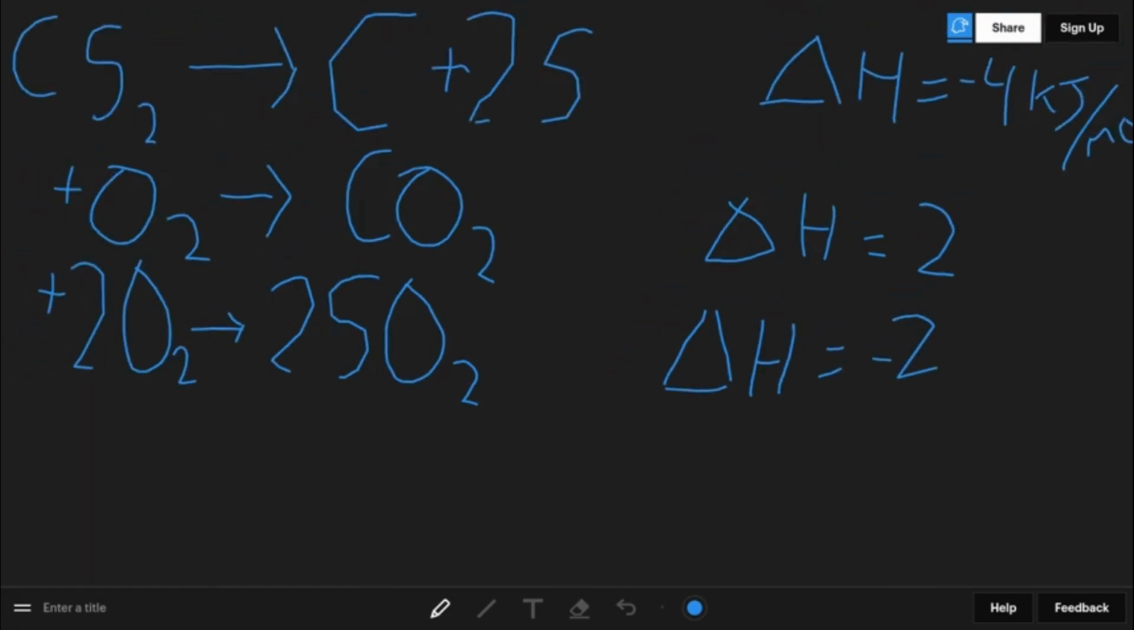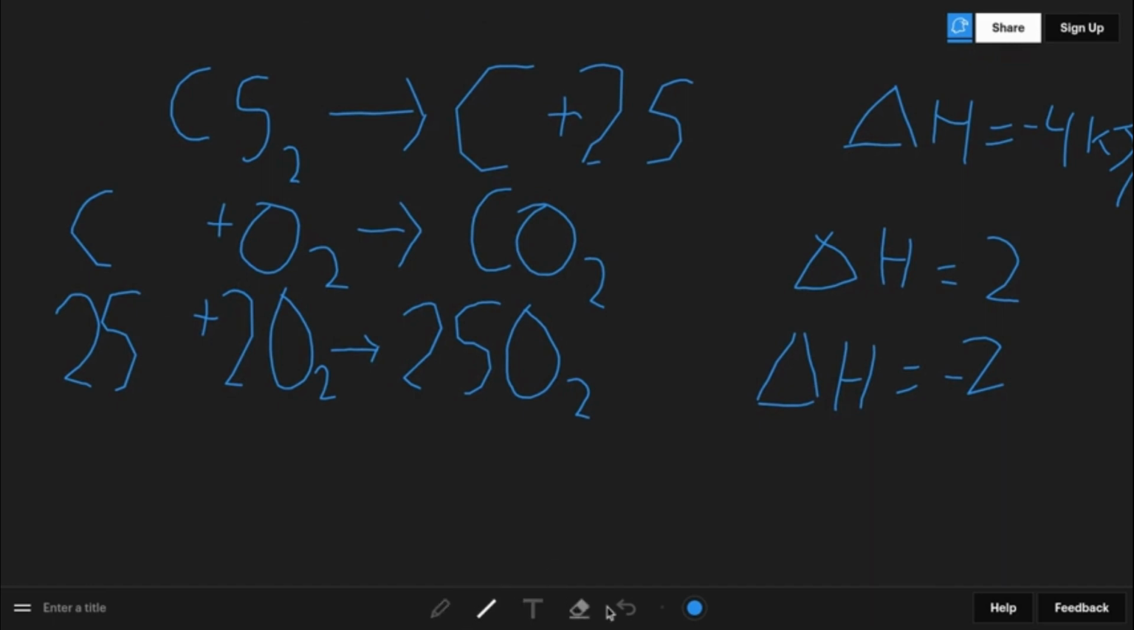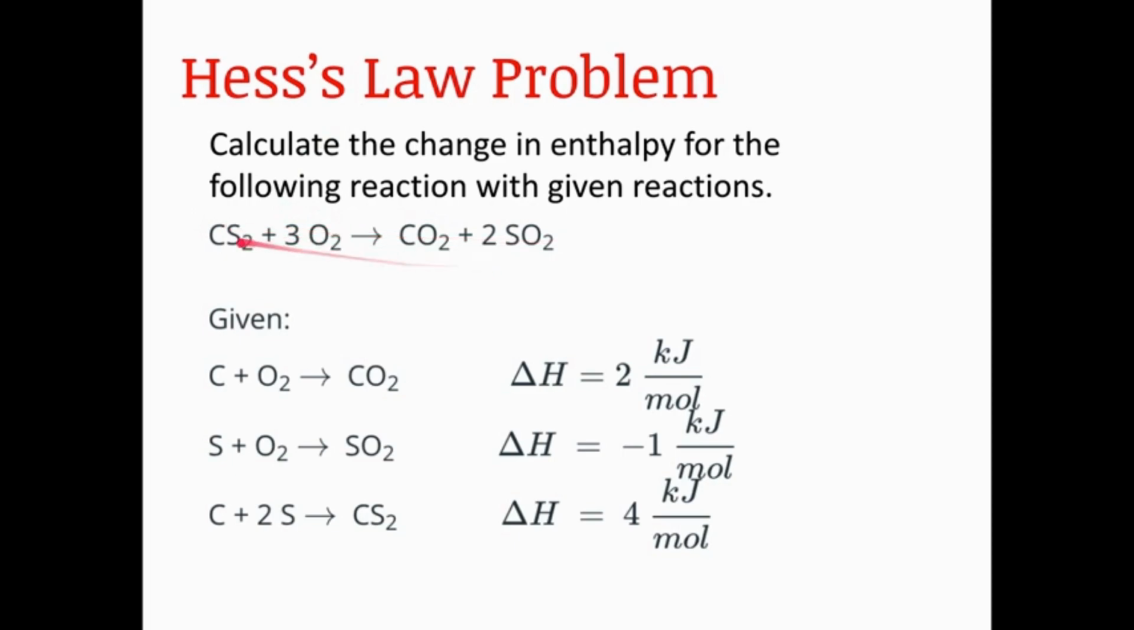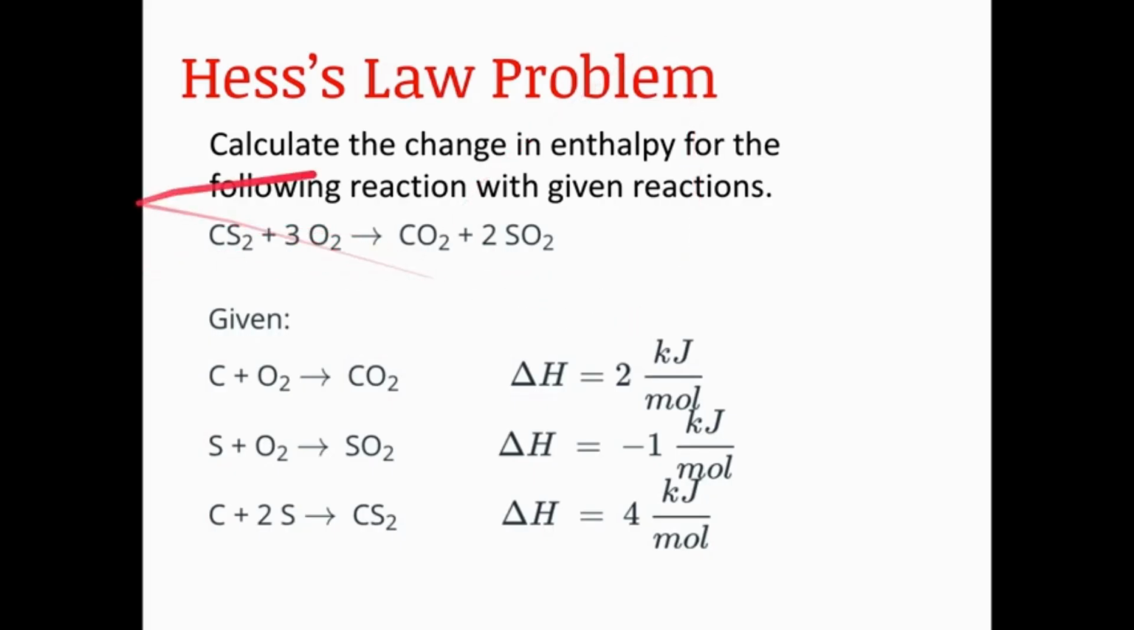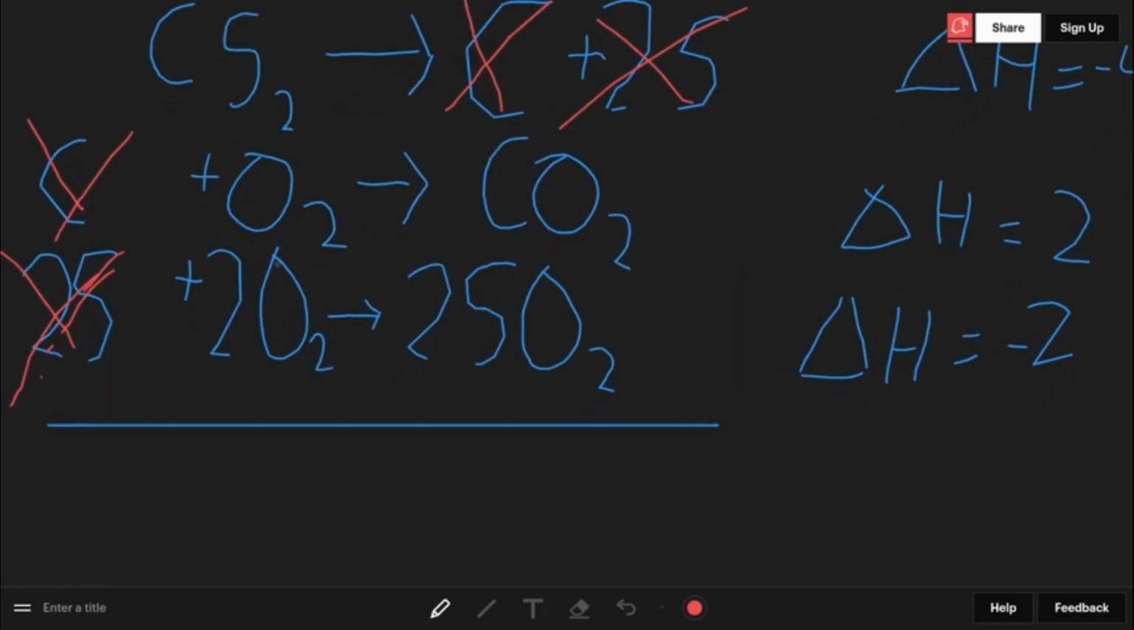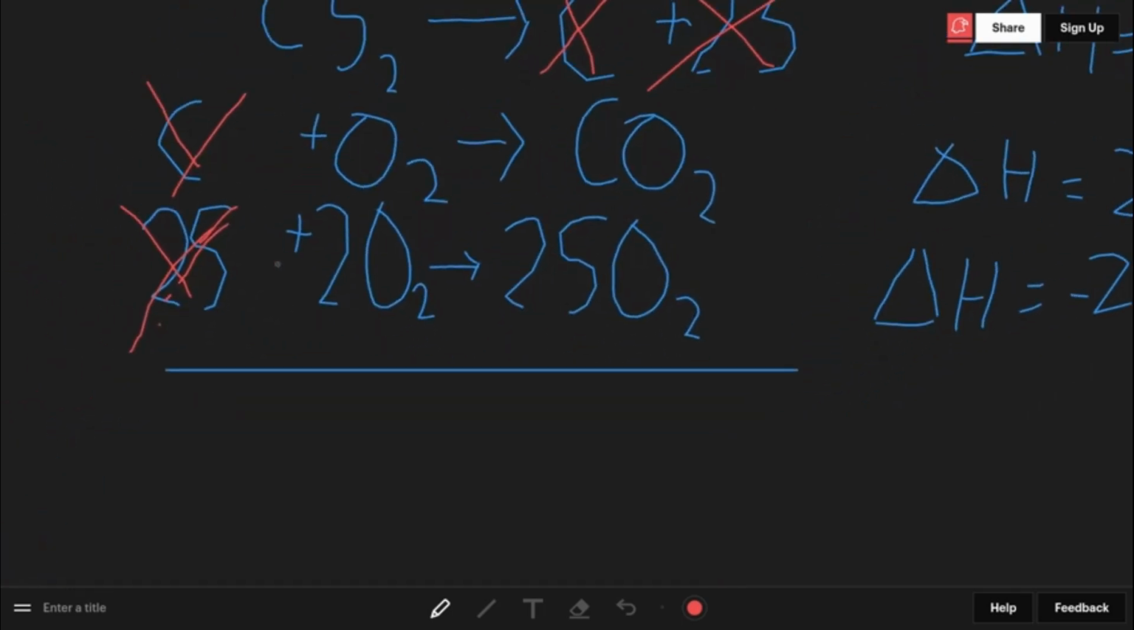So now that we think we're done, we can cancel out some things first. We have carbon here and carbon here, so we can cancel that out. That's good because there is no carbon in the equation that we want. What else can cancel out? There's 2 moles of sulfur here and 2 moles of sulfur here. That's gone, and it should be gone because there is no sulfur. That seems about it. So now let's check. Here's what we think our final equation is.